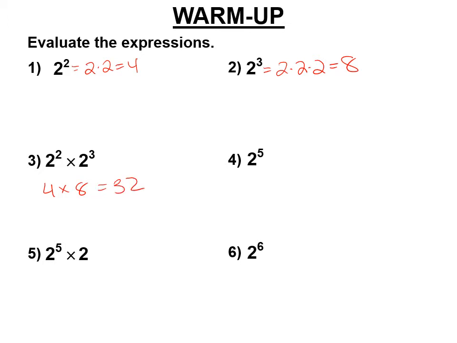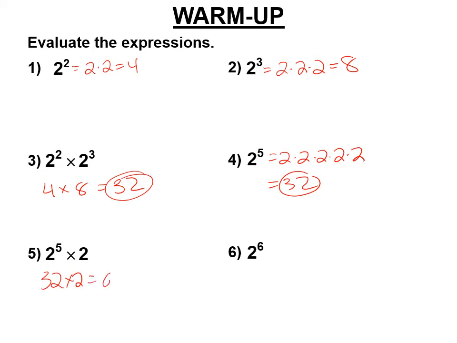So what's 2 to the 5th? Well, that's 2 times 2 times 2 times 2 times 2. 2 times 2 is 4, times 2 is 8, times 2... Interesting, that's also 32. So both of those had the same answer. 2 to the 5th, we just said, was 32, so this is 32 times 2, which is 64.